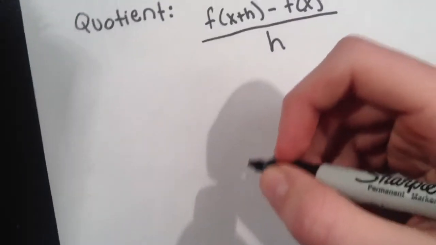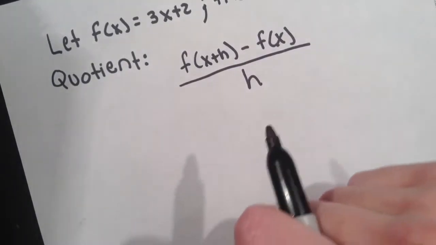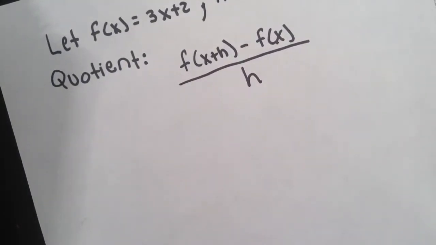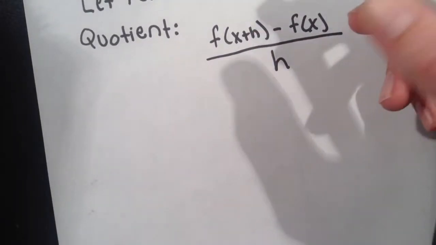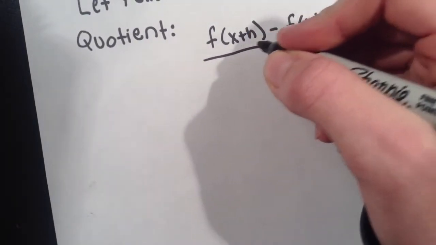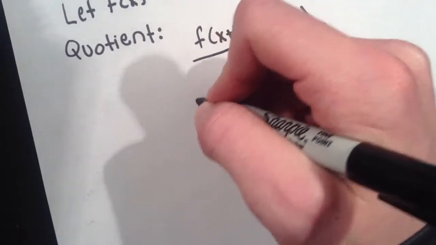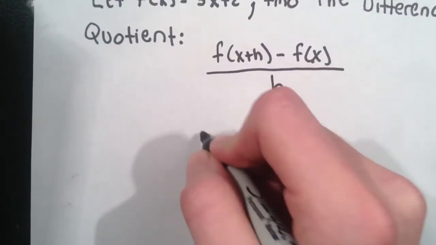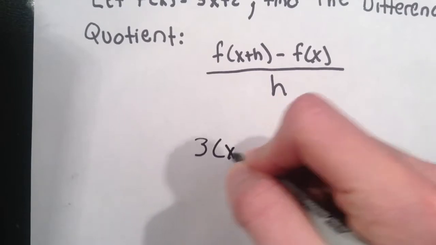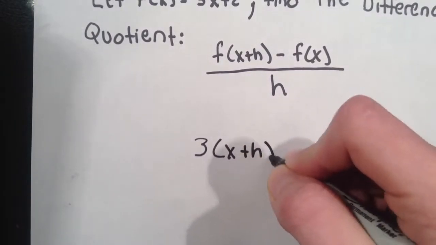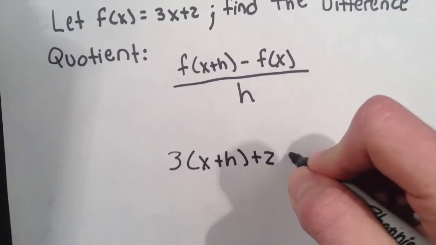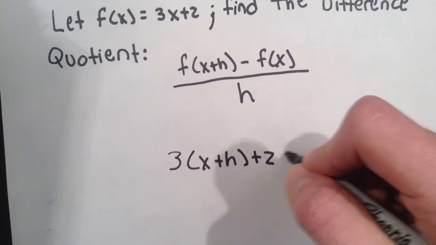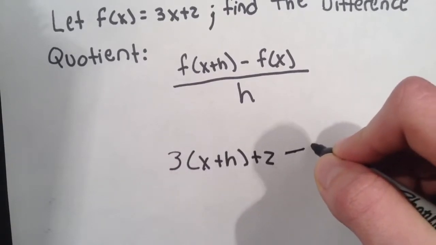Alright, for our next example, we're going to let the function f of x equal 3x plus 2. And this time we're actually going to find the entire difference quotient, which is f of x plus h minus f of x all over h. So what you first want to do is plug in x plus h everywhere you see an x. So you're first going to have 3(x plus h) plus 2, and then the next part of the formula says to subtract off the original function, which is 3x plus 2.